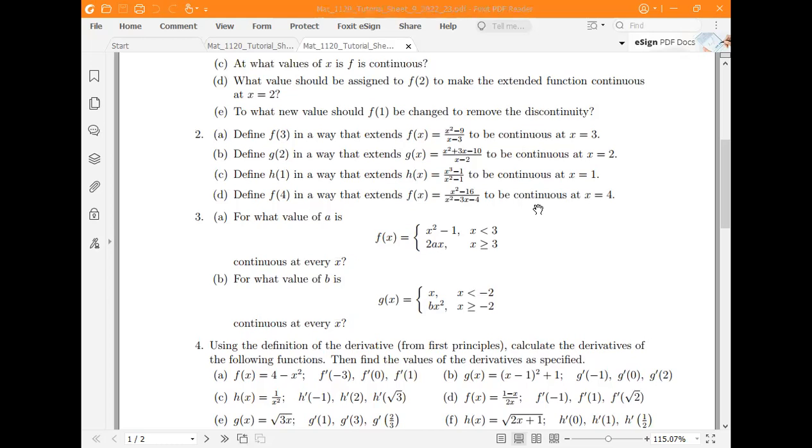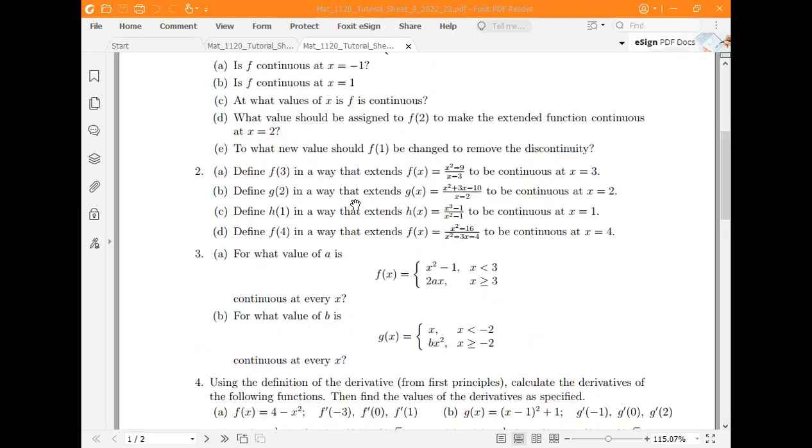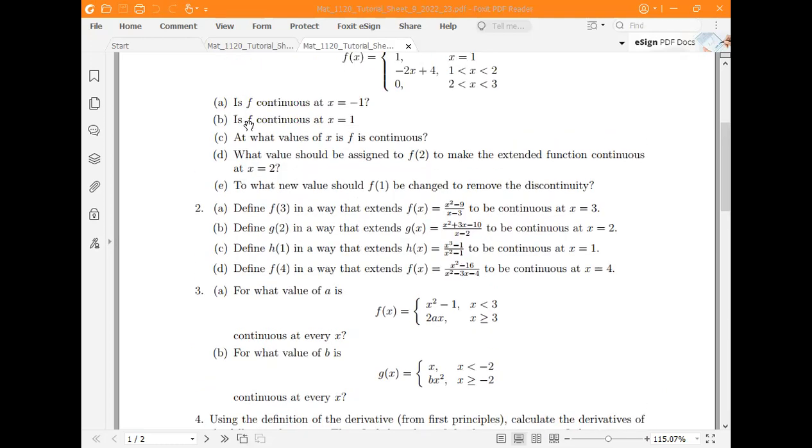Sorry, take you back. On the last one, where you said, what value should be assigned to f of 2, to what new value should f of 1 be changed to remove the discontinuity? I didn't get what you said. Is it the same one that we made the limit equal to, the one that gave us 0?